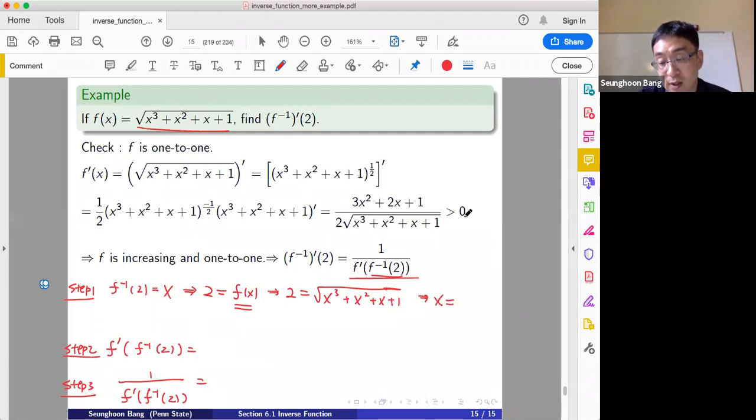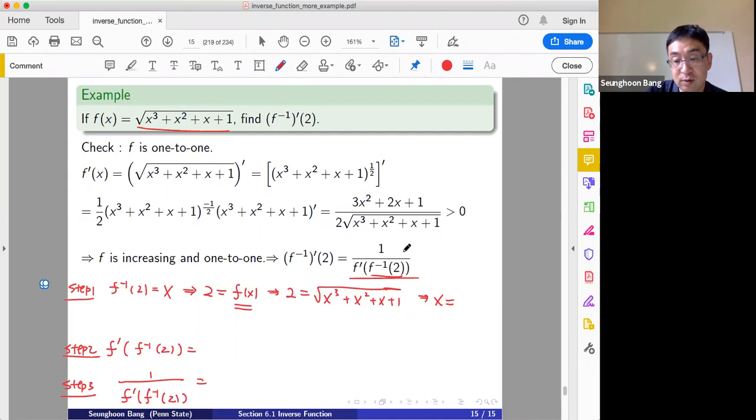Could you write x on your chatting board, please? What is x? Which value satisfies 2 equals the square root of x cubed plus x squared plus x plus 1? What is x?